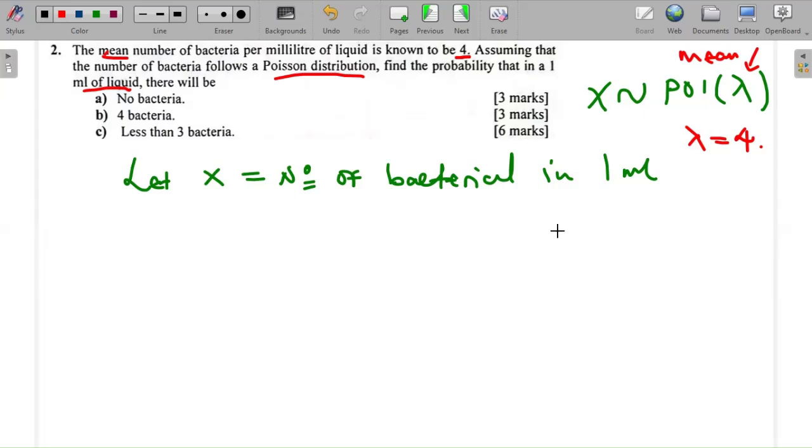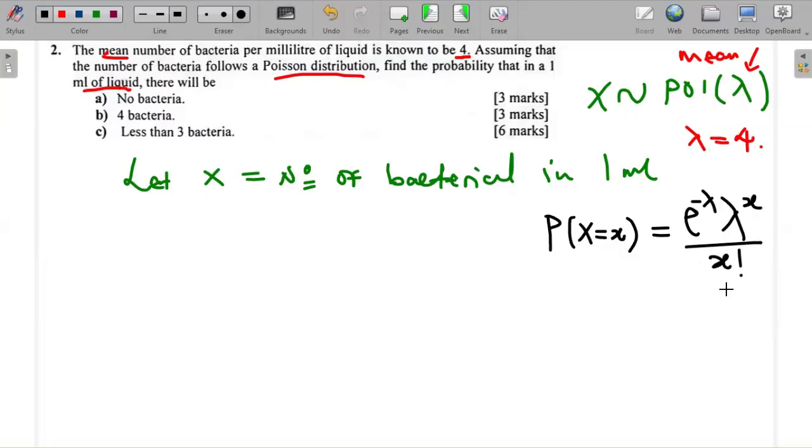The PMF, the probability mass function for a Poisson, is simply equal to e to the power minus lambda, and then lambda to the power X divided by X factorial. And this X takes on the values 0, 1, 2, and so on, depending on where you are ending.